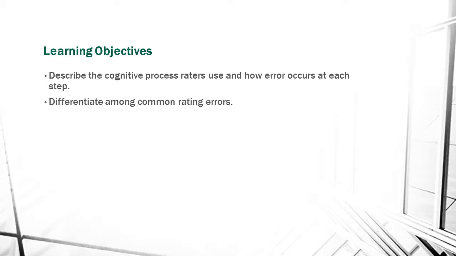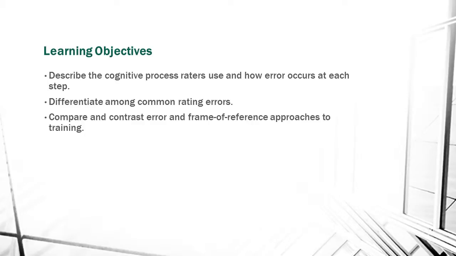So we'll talk about some of the common rating errors that we traditionally worry about, and we'll talk about two different approaches to training raters to work around those errors, and we'll compare and contrast those and talk about how they can be used in organizations. So just to get things started, question for you.